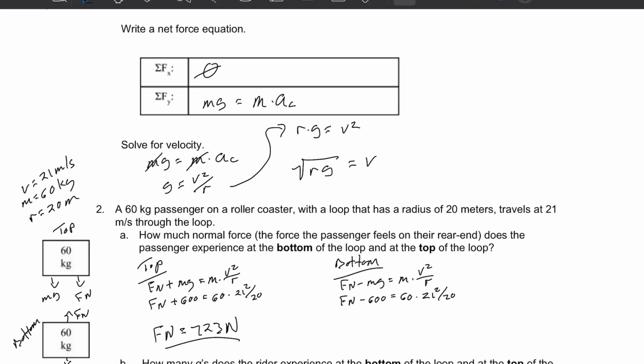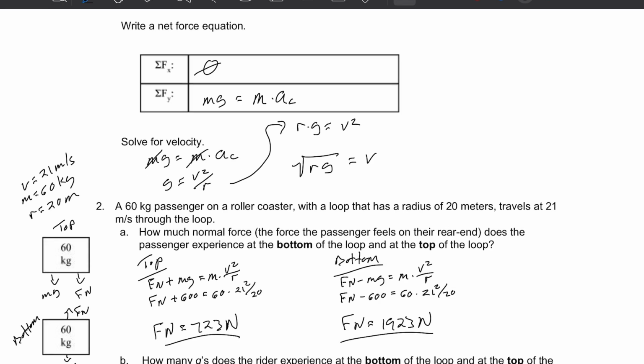For the top, I get a force normal of 723. And on the bottom, it should be a difference of like 1200. Yeah, force normal would be 1923 newtons.